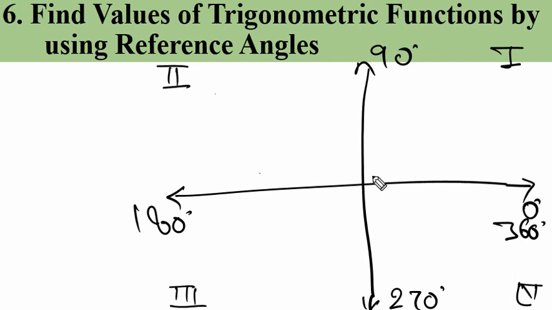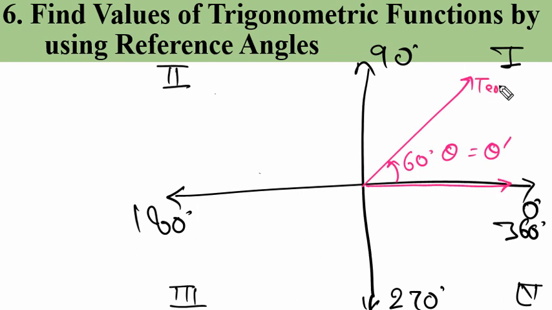So for example, if you have an angle, let's say 60 degree. Now this angle theta is the reference angle theta prime. And what is the reference angle? The reference angle is the angle made between the terminal side, so this is your terminal side, and this is your initial side. So the angle made between the terminal side and the nearest x-axis is the reference angle.